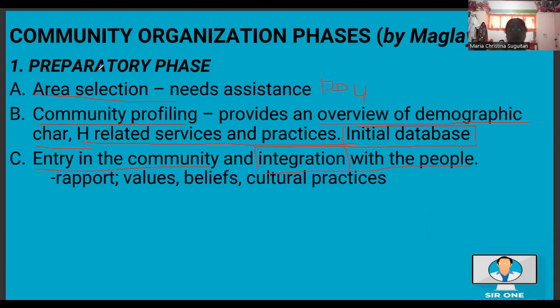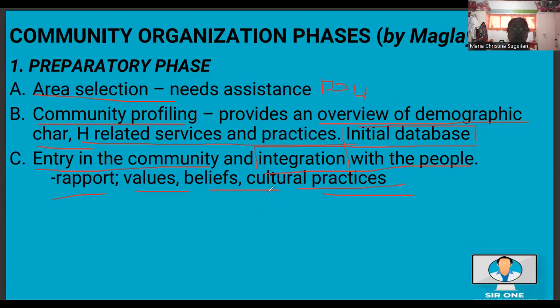Okay? Sabi nga dito, establish rapport, values, beliefs, cultural practices. Kung ano yung kinasanayan nila, huwag nyo pong babalewalain, or wala kayong pake, ganun. Kung ano po yung kinasanayan nila, makisama po kayo. Kayo kasi ang pumasok doon.